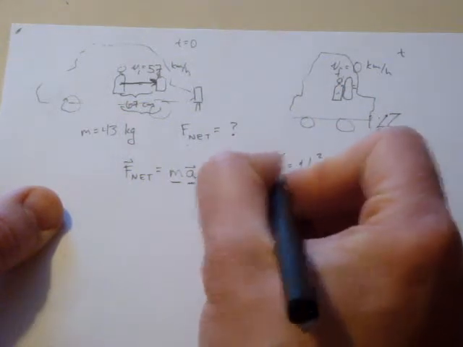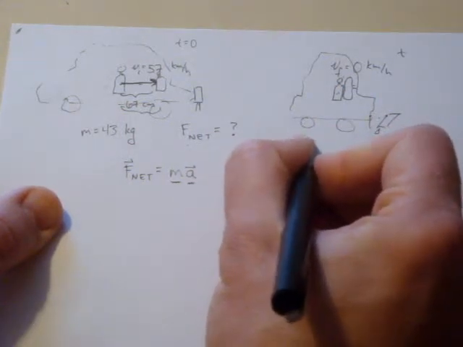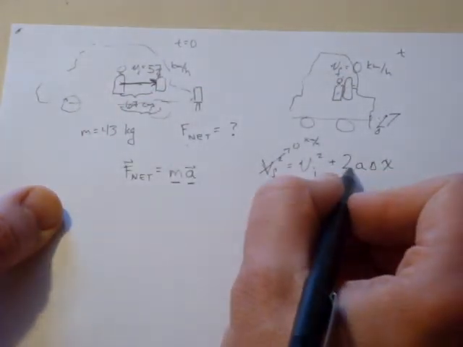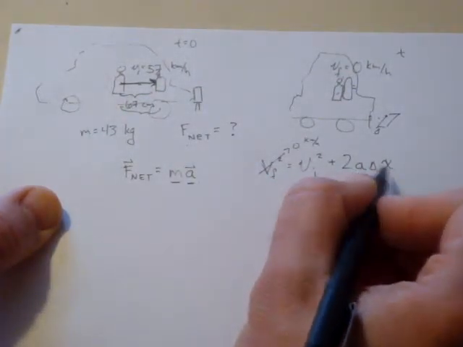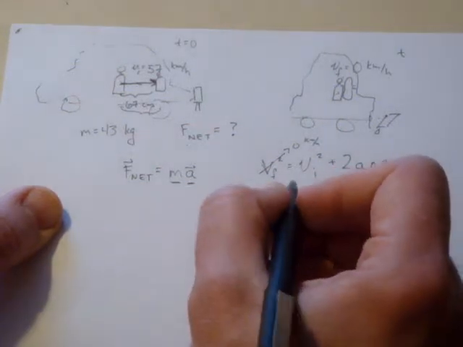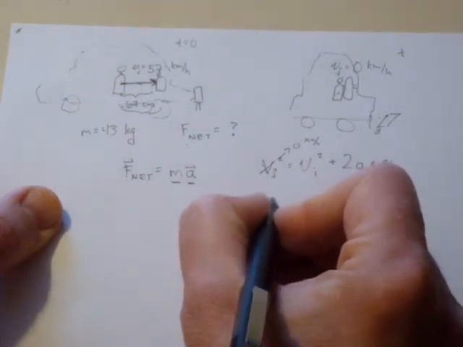Our final velocity is going to be equal to 0 kilometers per hour. Our initial velocity is 57 kilometers per hour. The acceleration is the information that we're looking for, and we know that the displacement is 67 centimeters. So I'm going to start plugging in my information.